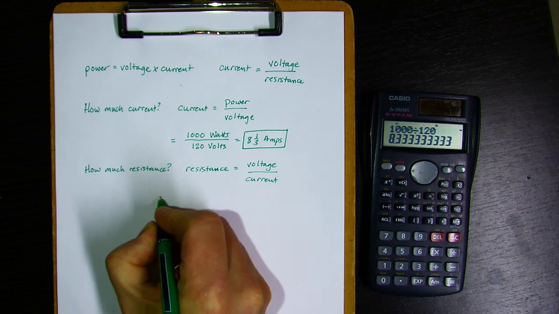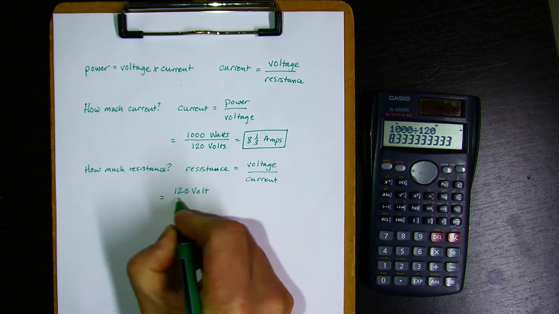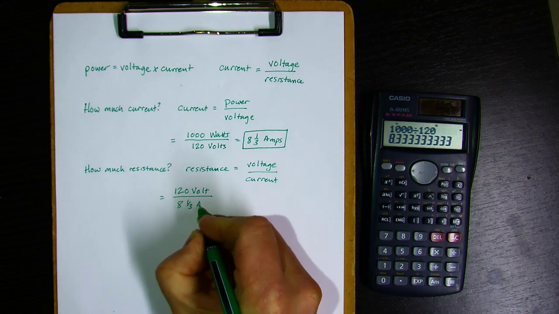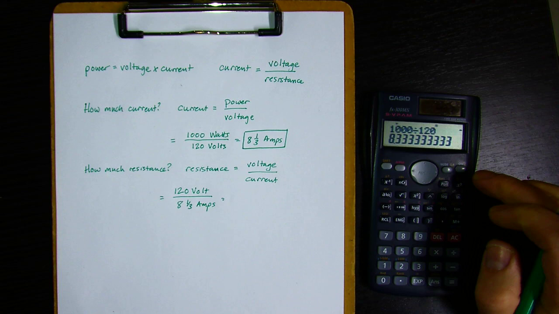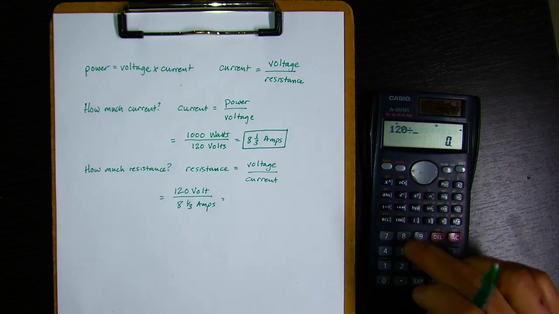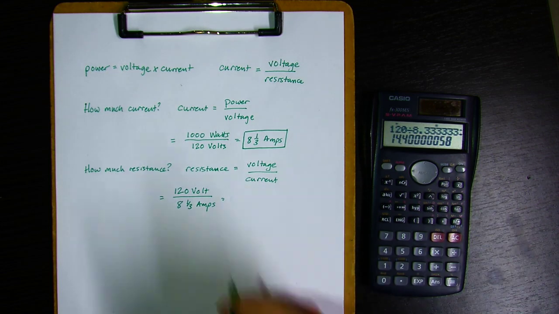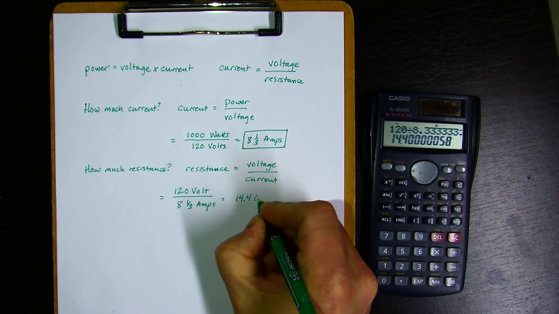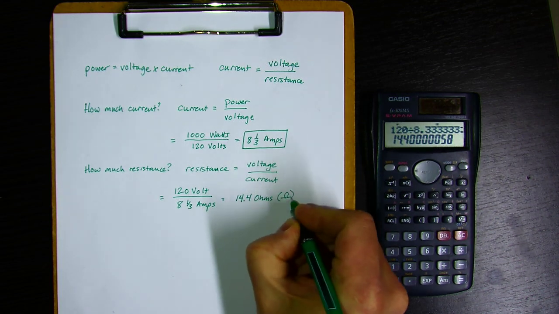current. And if I plug in my numbers, again assuming 120 volt outlet, and now the 8 1/3 amps of current that we just found, we can work out what that is. So 120 divided by 8 and I'll just throw in a few threes here. That gives me my resistance of 14.4 ohms. Often you see that written with the Greek letter omega.